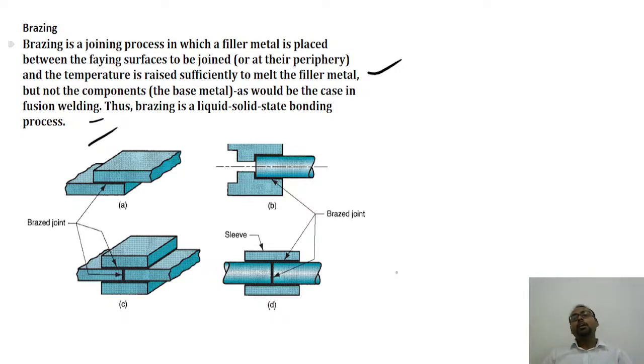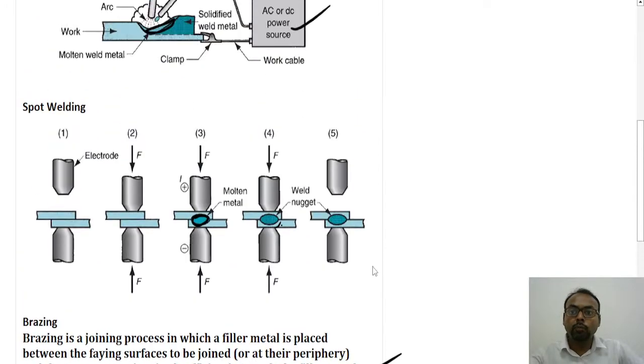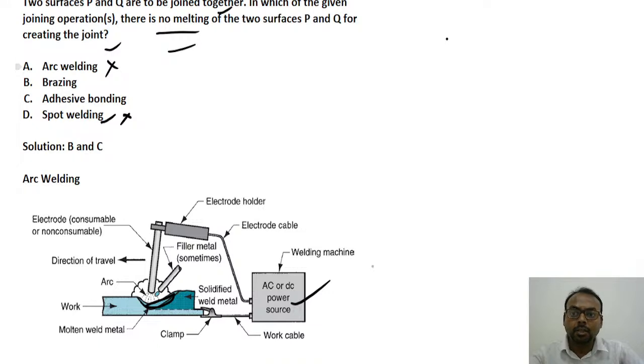So, what kind of joining process is this? In this joining process, we use a filler material, and that filler material has a melting point much below that of the parent material that we are joining. So that is why brazing is one of the processes in which melting of the surfaces does not take place when we join two different surfaces. So option number B is right.